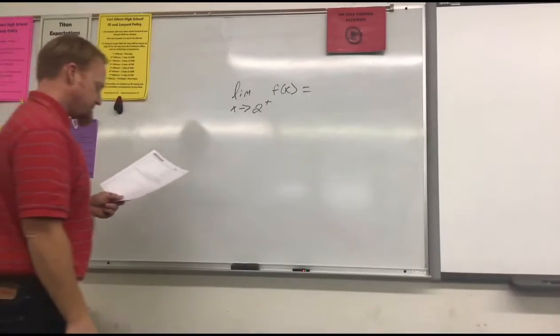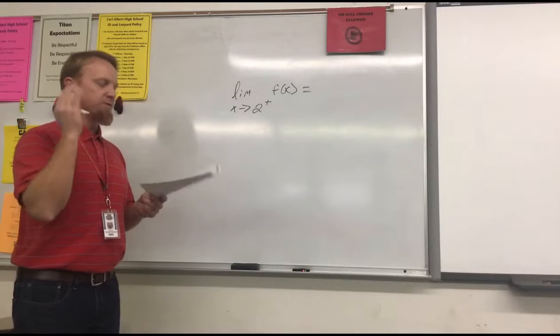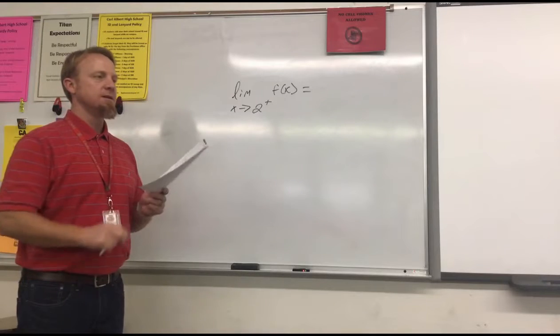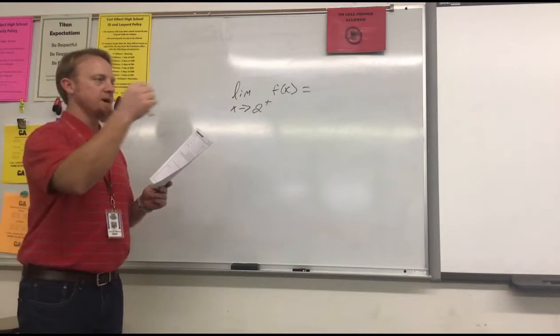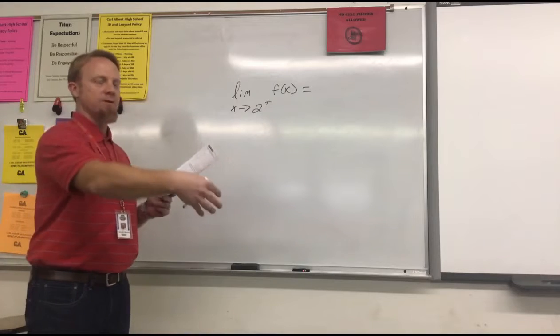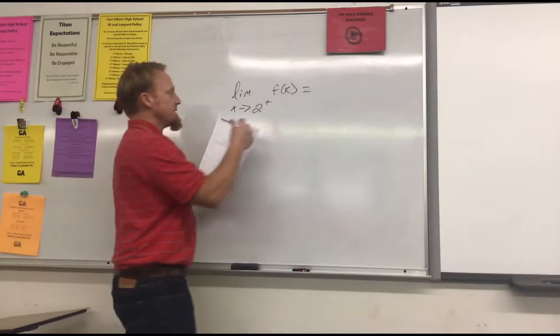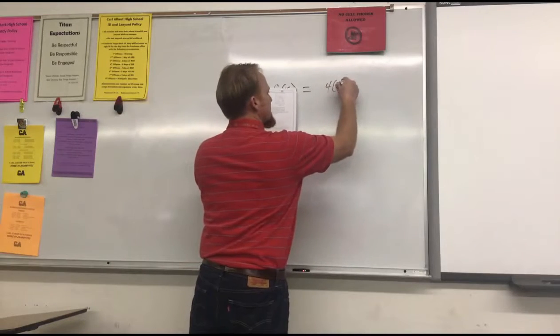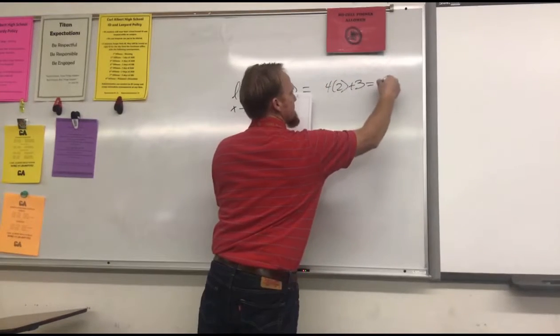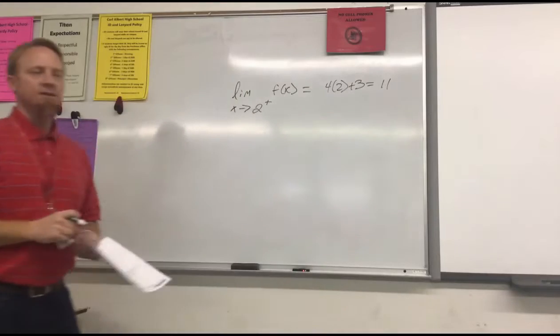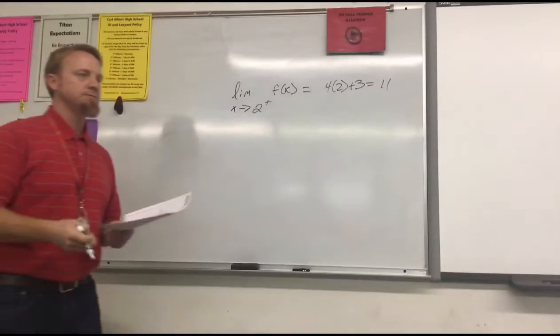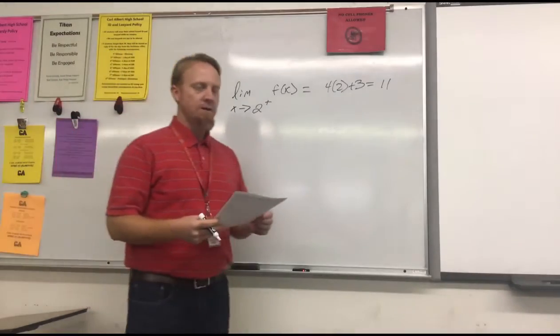Zach? If you plug into 4x plus 3. We're going to plug into 4x plus 3. Why? Because it says x is greater than 2, which is the right side. So the right side of 2 would be values greater than 2. So that means we need to plug 2 into 4x plus 3. So I'm going to get 4 times 2 plus 3. So that means our limit is 11. So that's it? That's it. Okay, so I got it just like that. All right, what else?